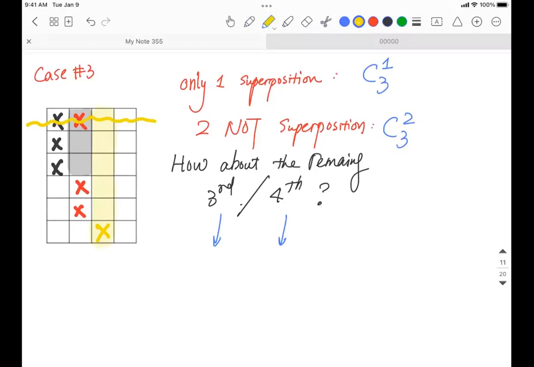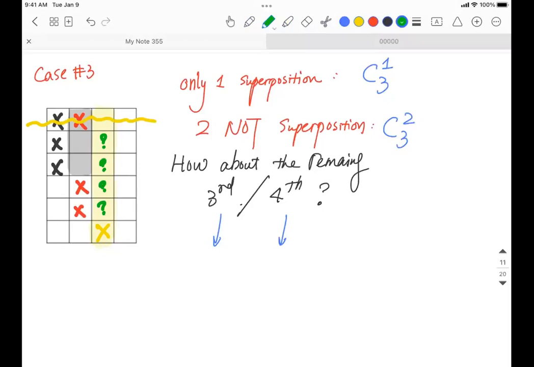So that being said, you have 4. 1, 2, 3, 4. You have 4 remaining empty seats, and you need to put 2. And you need to put 2 crosses for them. Is that right?